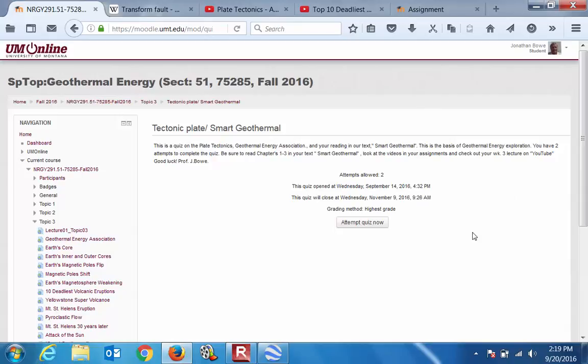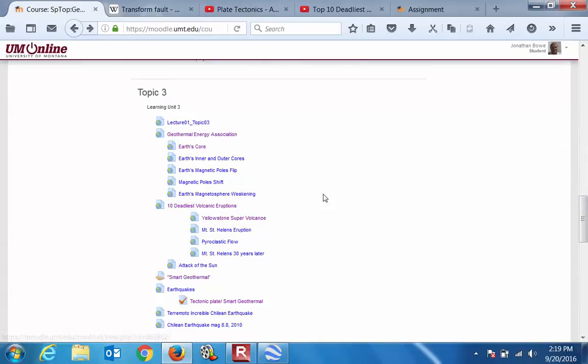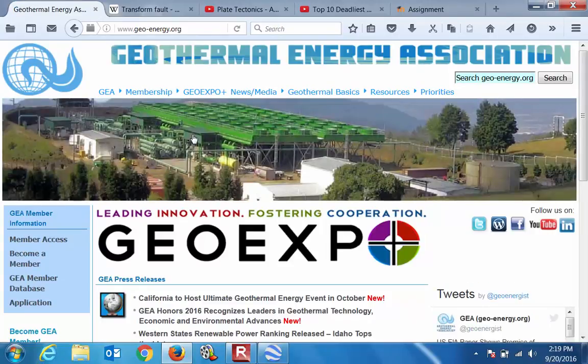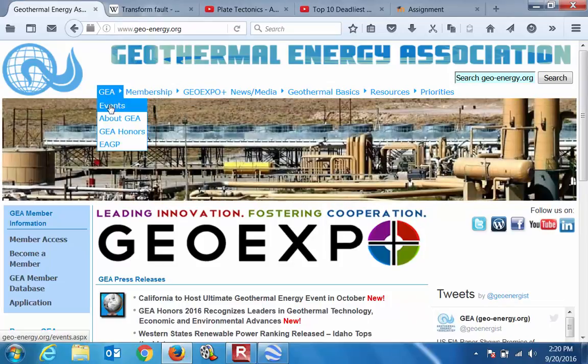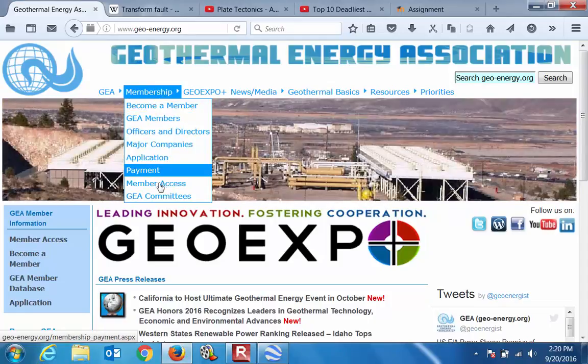Go into the central column of your Moodle shell and find out where that information might be. A lot of the information for this quiz, the tectonic plate smart geothermal, is going to come out of your GEA, or Geothermal Energy Association, that we looked at here. Within that, you see the topics up here. Not so much GEA events, honors, the professional aspect, membership, but if you want to get a job in geothermal, this is a great resource.